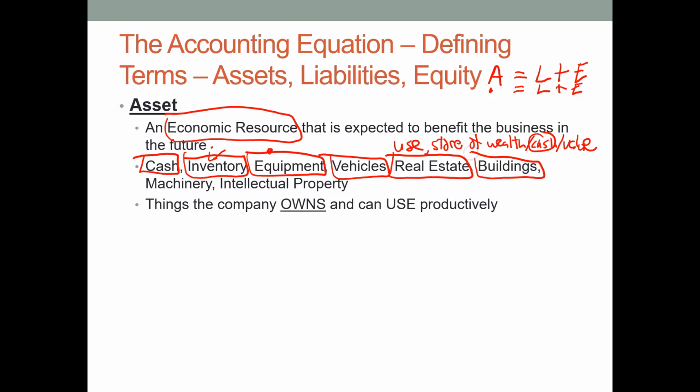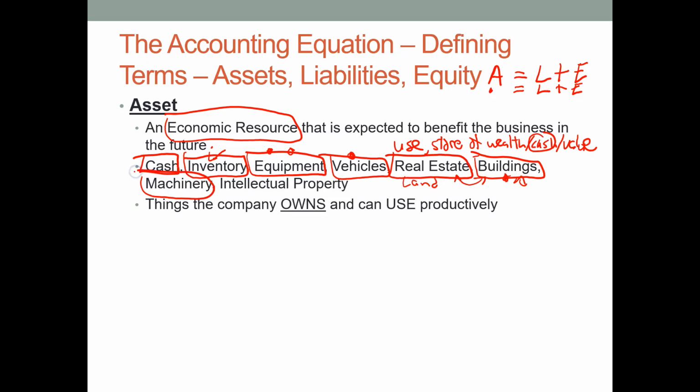Buildings, usually buildings and real estate come together. But the building wears out. Land, if you own land, does not really wear out in the way that equipment or vehicles or a building wears out. But a building is going to be treated similarly to equipment and vehicles in that you buy it for some amount, but then you're going to have to account for the fact that it's losing its value over time because it's being used.